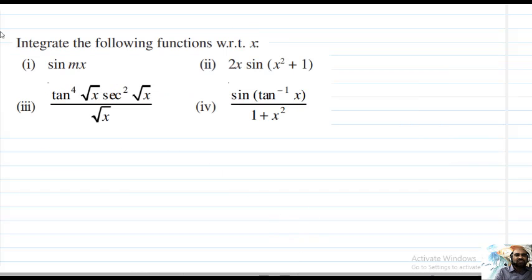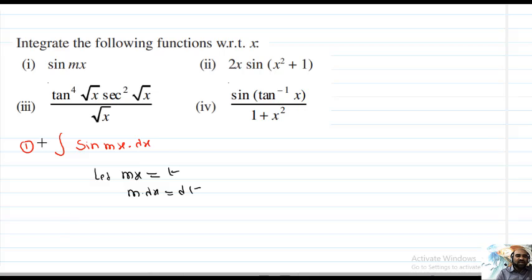One example problem, students. One by one I will explain. First example problem: integral of sin mx dx. Now I want to change the variable. Let mx equal t. m dx, in integration notation, I can write as dt.